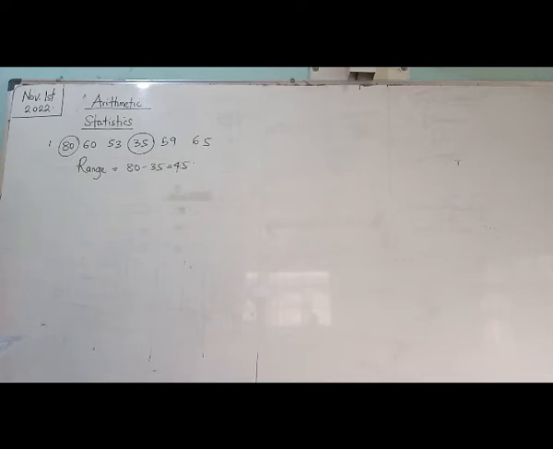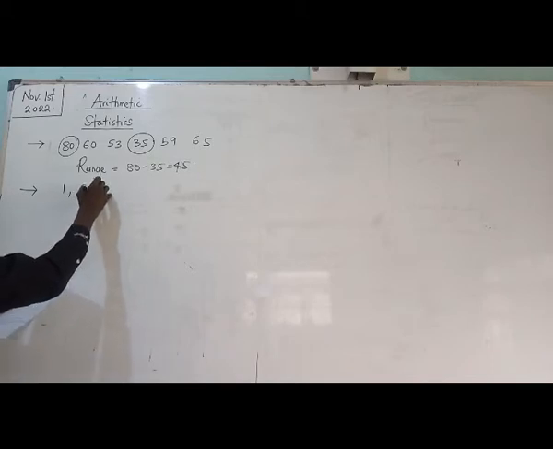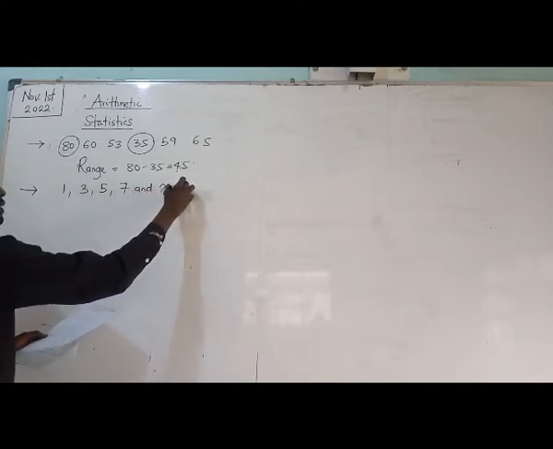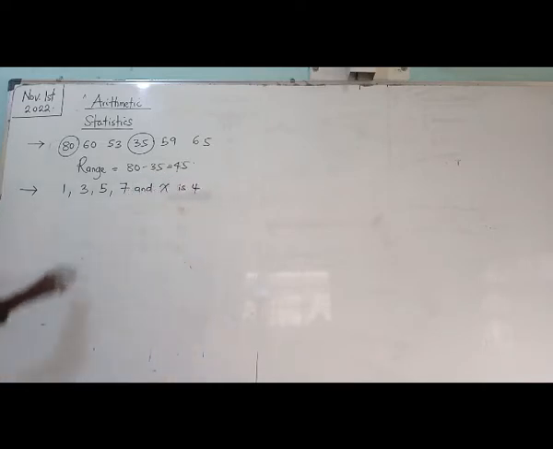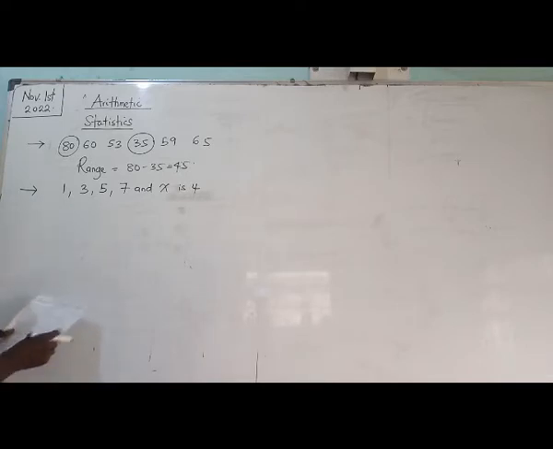Alright. Now we go to, I think I skipped one. There's yet another question there that I left. If you look at your question paper carefully, you discover that there's one in question 12. If the mean of 1, 3, 5, 7, and x is 4, we are told to find the value of x.